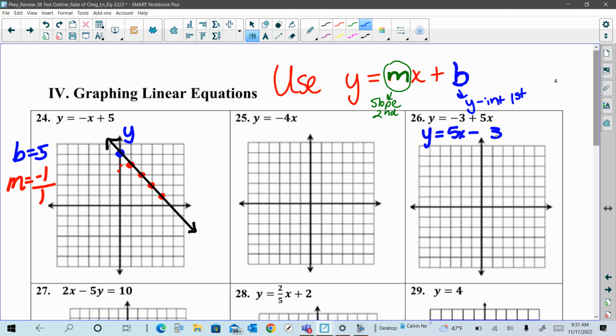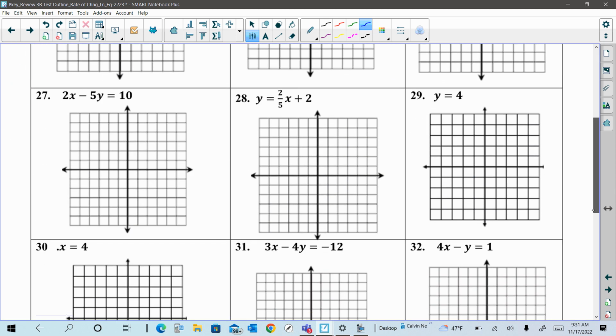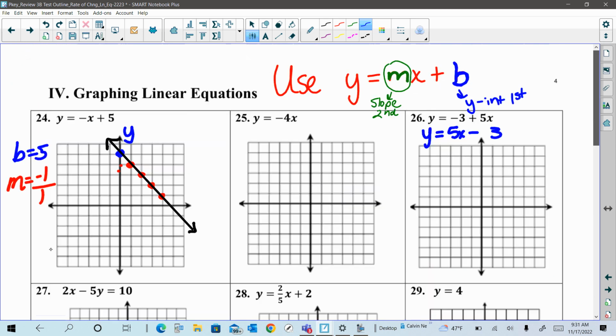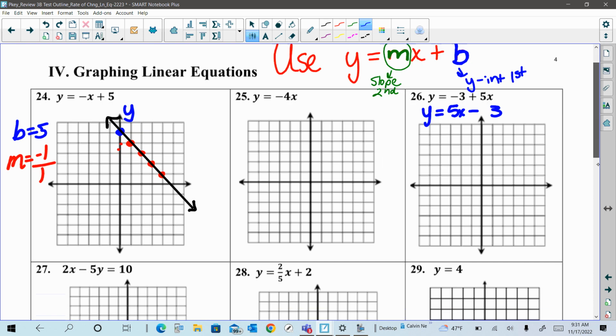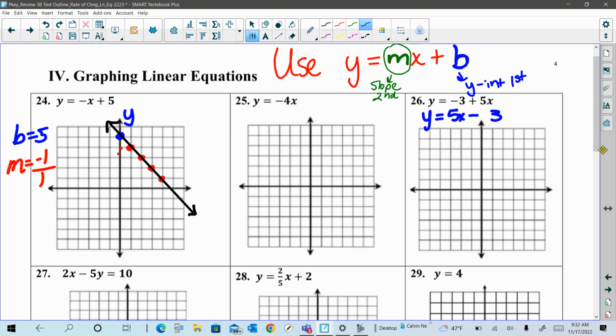Yes, Dominic? For 30, is that a typo? For what? For number 30. Yeah, the period should have been next to the number. Okay, so 5x minus 3, guys.